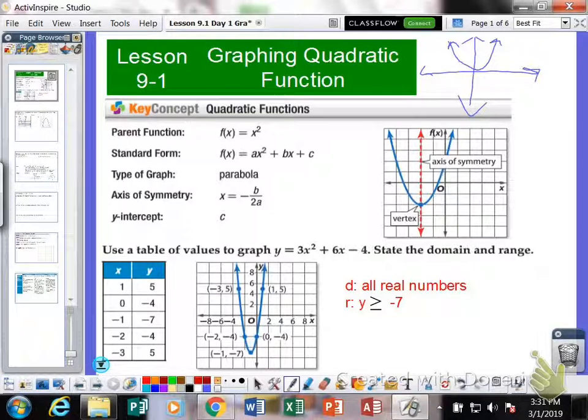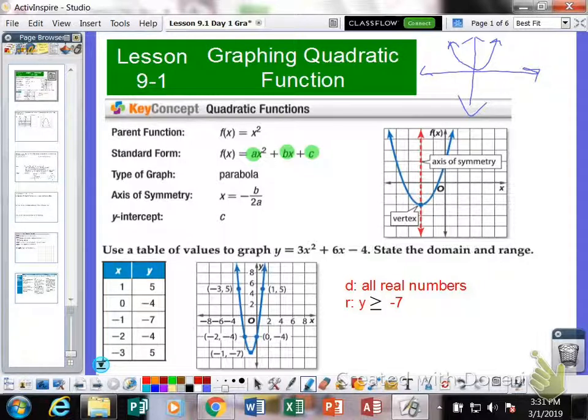The standard form of a parabola is ax squared plus bx plus c. So that can be any type of parabola then. And your type of graph obviously is a parabola, it's quadratic. Axis of symmetry: with a parabola we can cut it in half and it would be symmetric on both sides. To find that axis of symmetry, x equals negative b over 2a. And again, that's where this a, this b, and this c will come into place. And then our y-intercept is c.